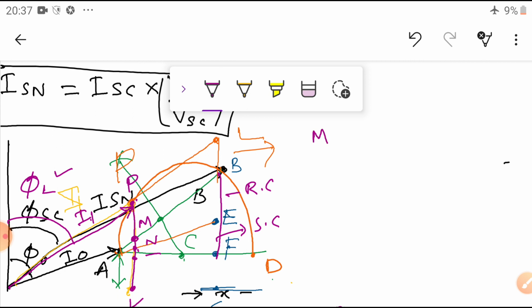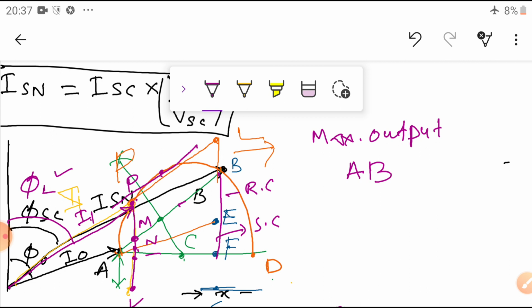So, maximum output. What is the output line? Here AB is the output line. Okay, this is the output line. Draw a line parallel to the output line, that is equal to AB, tangent to the semicircle here. So, draw the tangent, and it touches the circle.